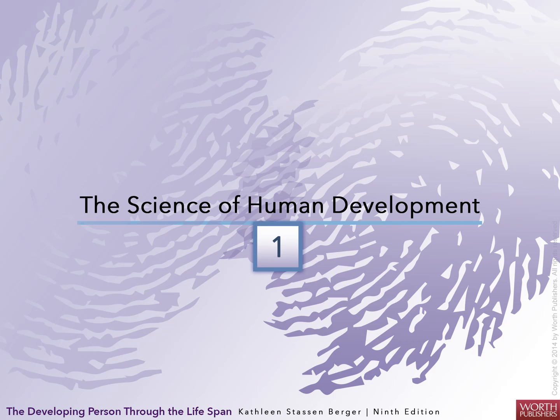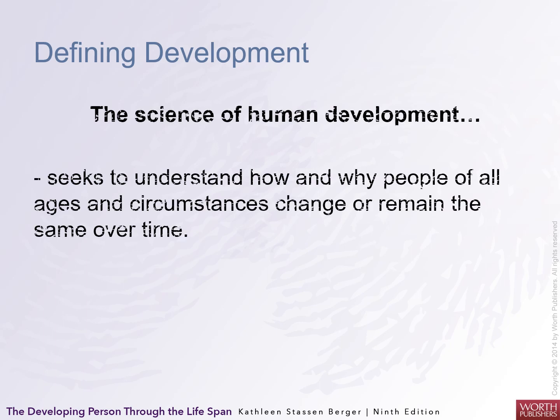So this is the first chapter on the science of human development. And of course, since it's a science, we're going to use scientific methods to demonstrate our assertion that development is a scientific pursuit. One of the difficulties right off the bat is defining what development is. The science of human development seeks to understand how and why people of all ages and circumstances change or remain the same over time.